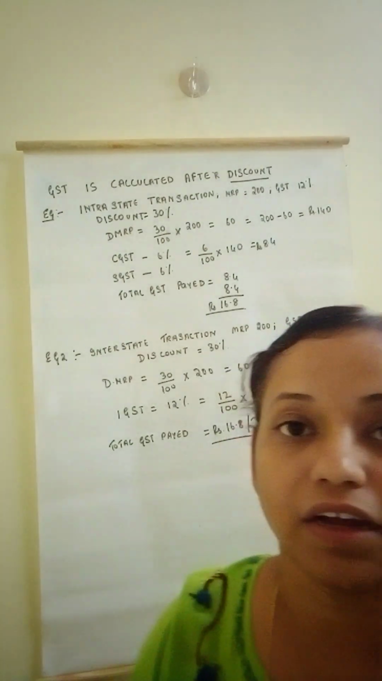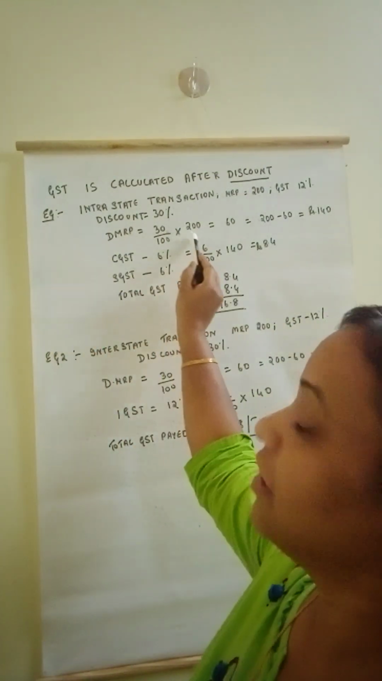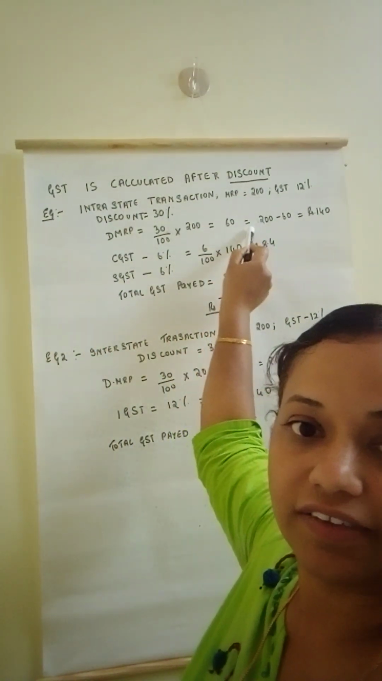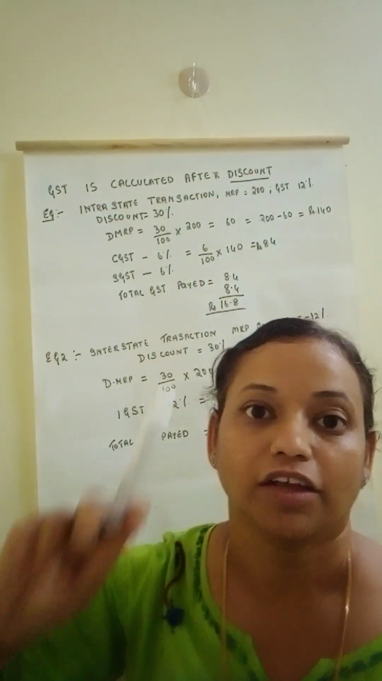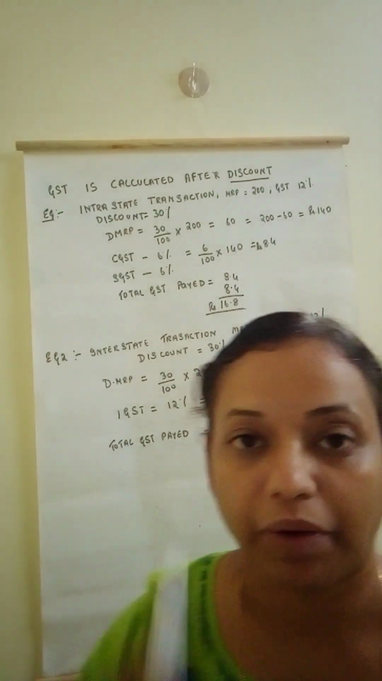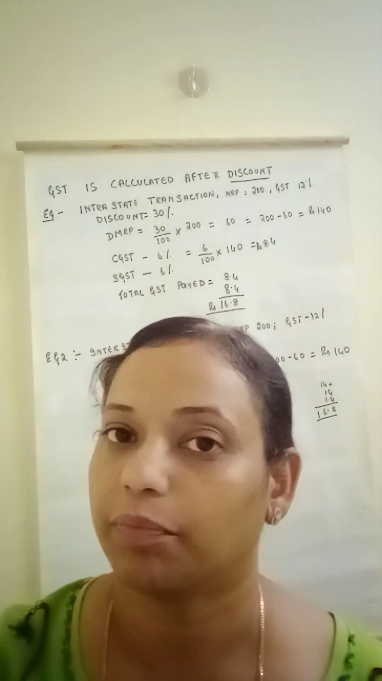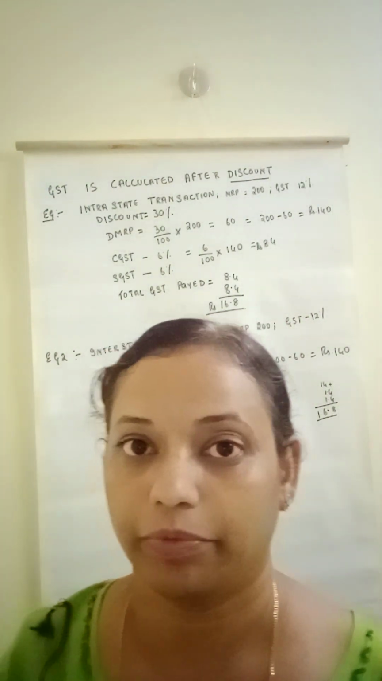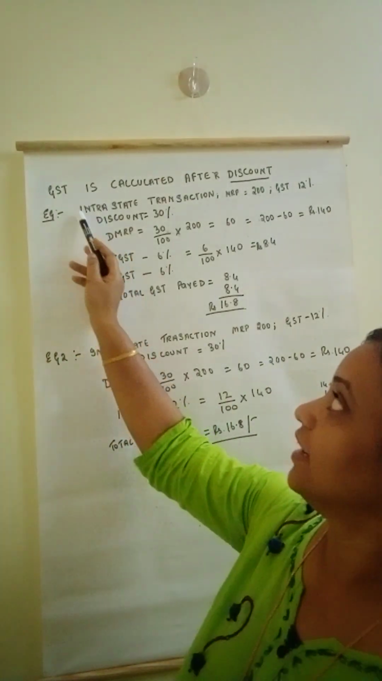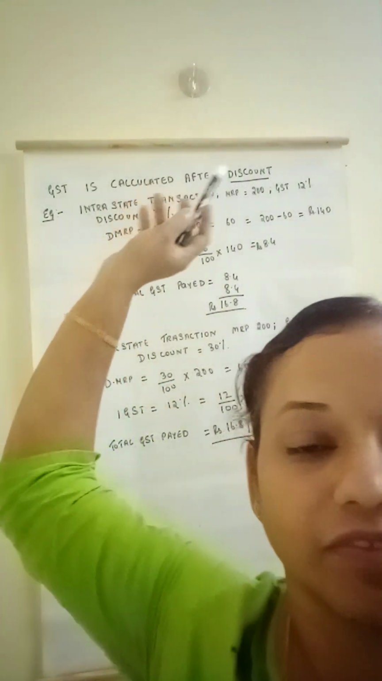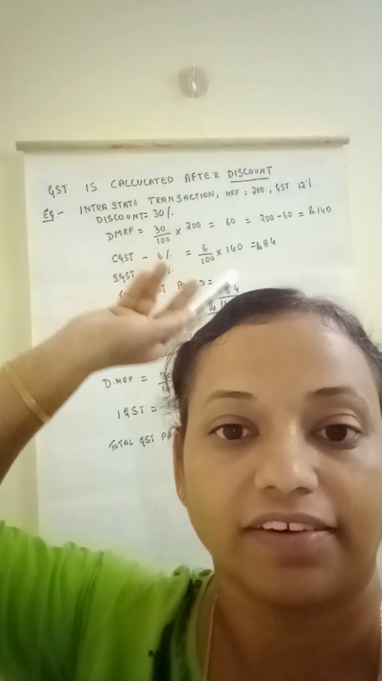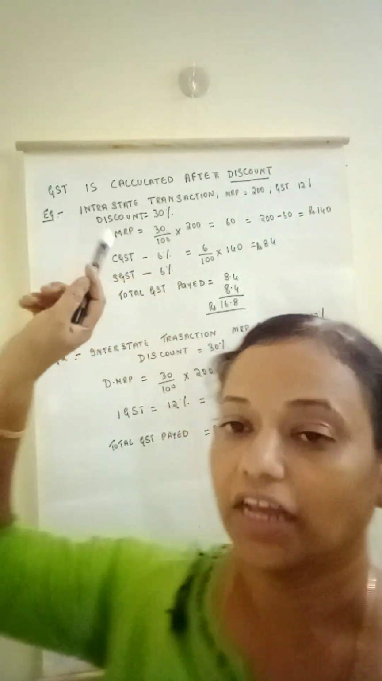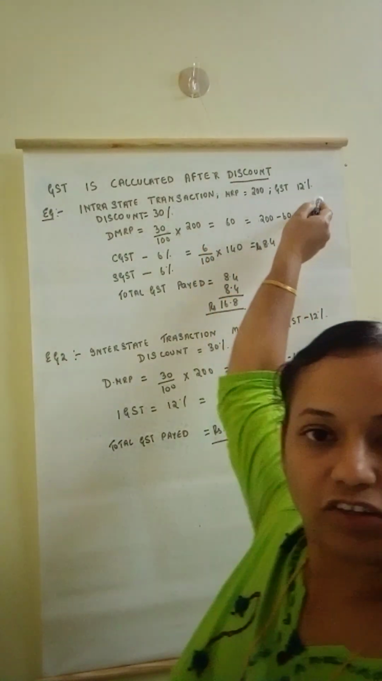The MRP is 200 and he's getting a discount of 60. So what is the total amount that he has to pay? 140 rupees. So the GST has to be paid on that 140 rupees only. I hope you're clear. And because this is intrastate, within the state, the dealer has to pay a CGST and an SGST. They're saying the GST is 12%.